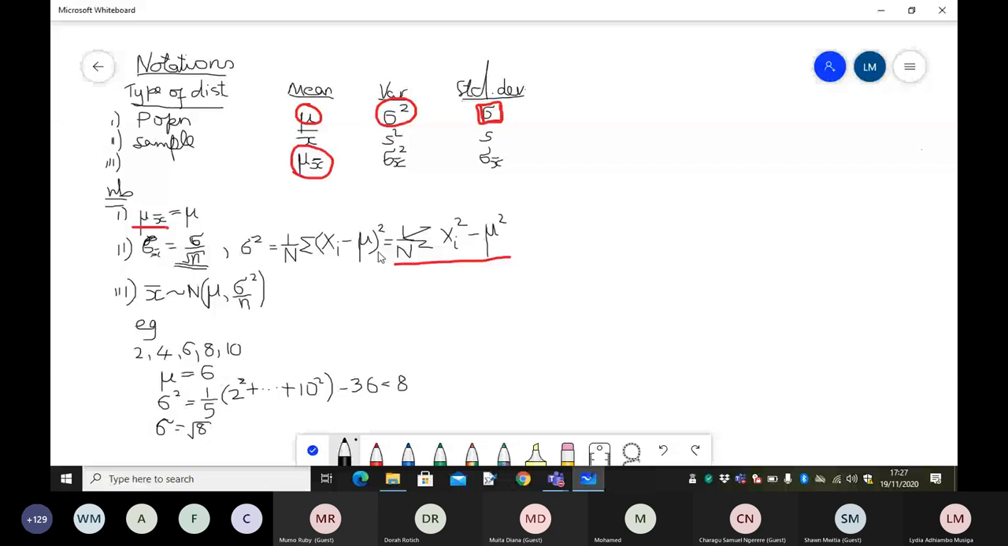Now, we have said in the third note that X bar is normally distributed with mean mu and variance sigma squared over N. The next subtitle is the sampling distribution of the difference.